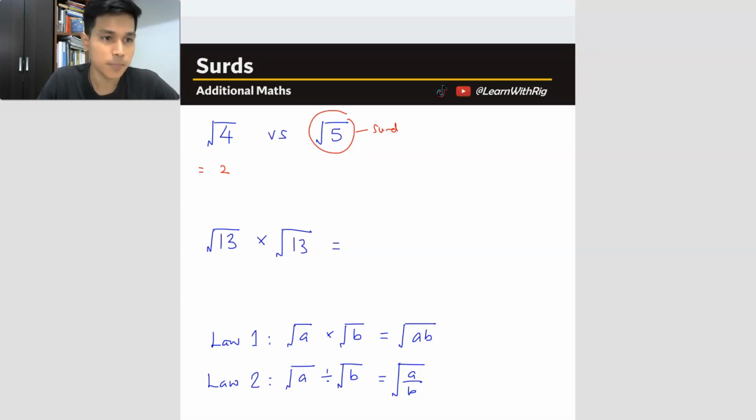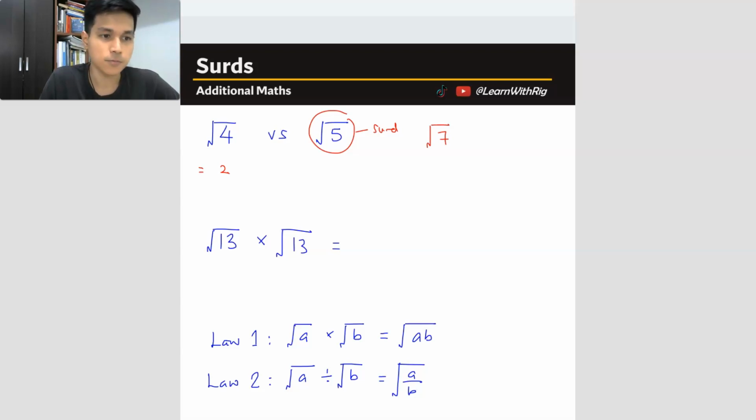But if you can't solve it, you get a non-recurring decimal that doesn't end. Let's say this is what you call a surd. If you don't get a whole number answer, that means it's a surd. So this is a surd. And for example, this is also a surd, because you can't get a whole number answer. Alright, so that's the first thing you have to know.